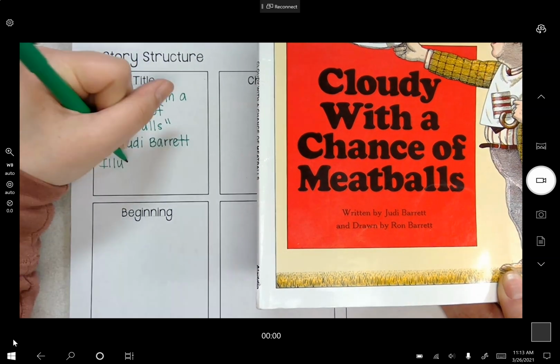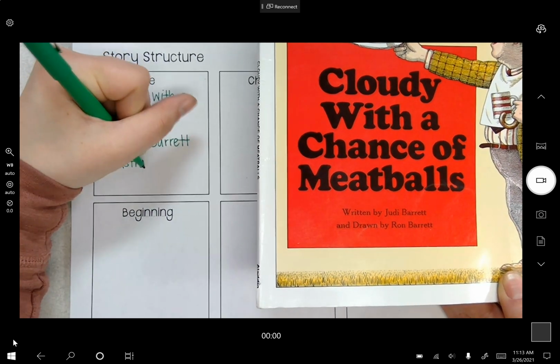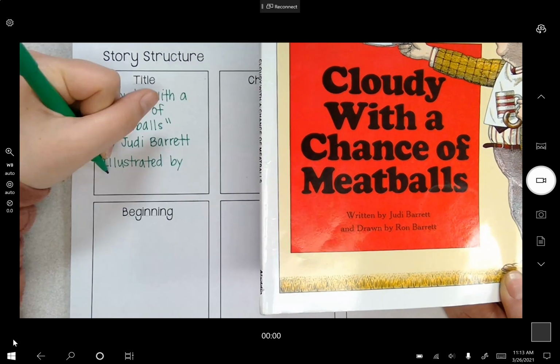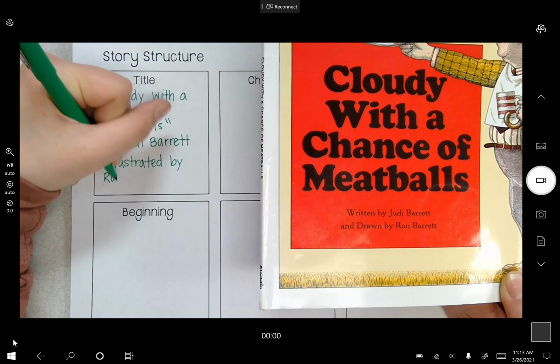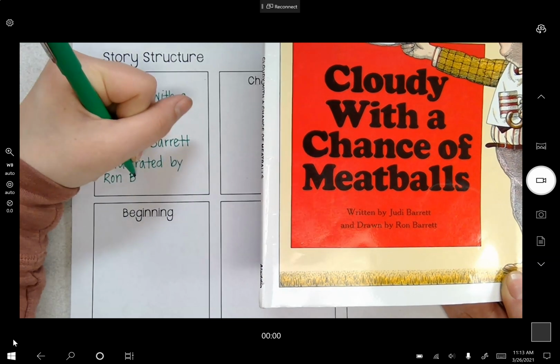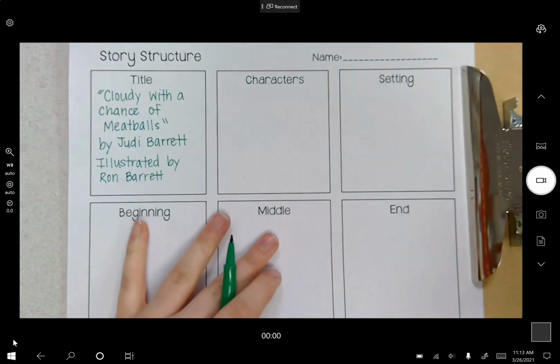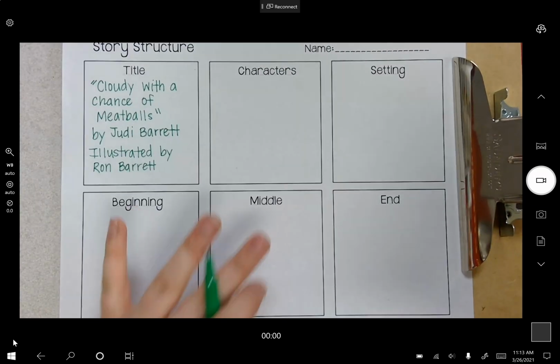illustrated by Ron Barrett. I wonder if they're related. By Ron Barrett. All right, good job. Okay, so we've done the title. Now let's move on to the characters from this story.